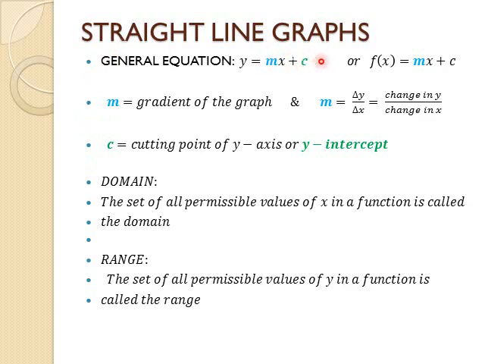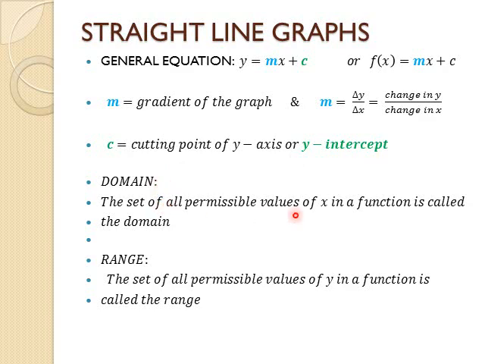Right, now straight line graphs. The general equation is y equals mx plus c, or f(x) equals mx plus c. So I either write it in function notation or as a general equation. m is the gradient of the graph, and m will always equal the change in y over the change in x. When I say change in y, y2 minus y1, change in x, x2 minus x1. c is referred to as the cutting point of the y-axis, or in short, the y-intercept.